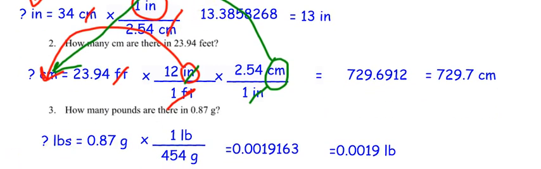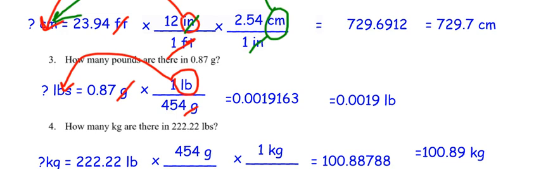What about the next one? I'm going to put grams on the bottom. They cancel out. Pounds are right here. Is that what I'm looking for? The answer is yes. So I'm going to take 0.87 divided by 454, and I get this number here. How many sig figs? I want 2 sig figs, and there I have 2 sig figs.